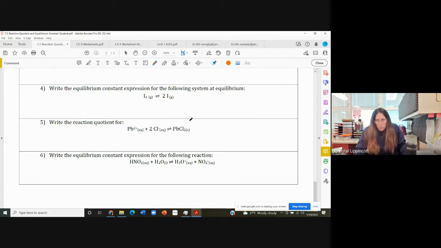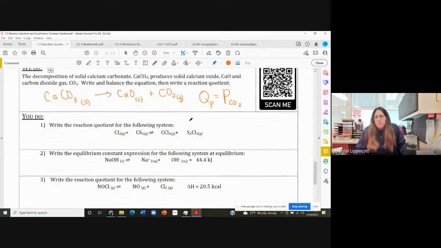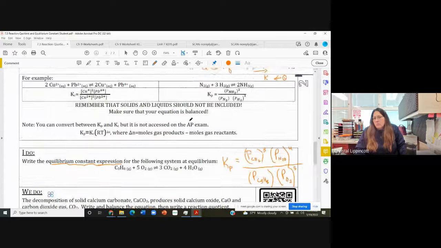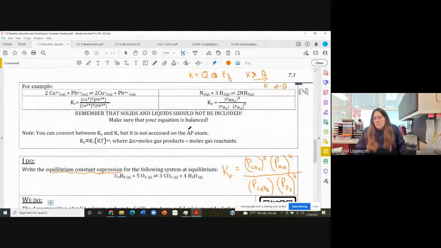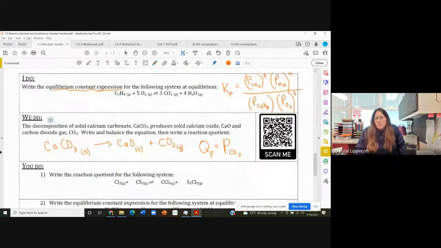So the Q is still the same equation as the K, right? Yep, exact same. It's just whether you're at equilibrium or not. So if we were to have gas on the reactant side and only solids on the product side, that would be 1 over. It happens once in a while. Like if this was looking at the reverse reaction of this, it would be 1 over.